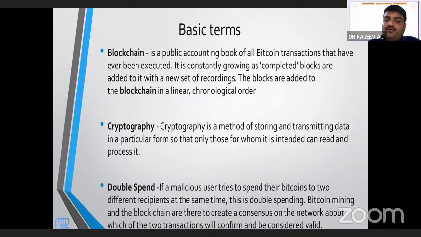What is cryptography? Cryptography is a science. It's an art. It's a method of storing and transmitting data in a particular form so that only those for whom it is intended can use it, process it, and read it. Now, what is double spend?